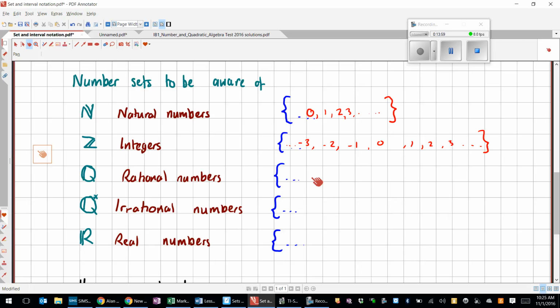So rational numbers, we might just write, are numbers that can be expressed as a fraction. Now it's probably more interesting then, if that's everything other than irrational, which numbers are irrational? The ones that are non-terminating and non-recurring.